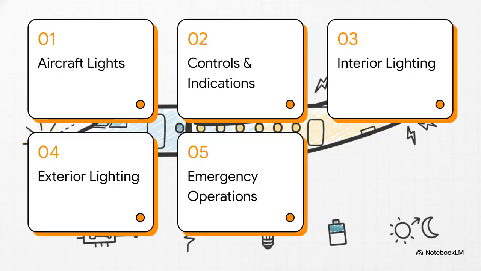Here's the mental map for our virtual tour today. We're moving logically from high-level categories right down to specific panels. So first up, aircraft lights introduction. Second, controls and indications. Third, interior lighting systems. Fourth, exterior lighting systems. And finally, number 5, emergency lighting operations.